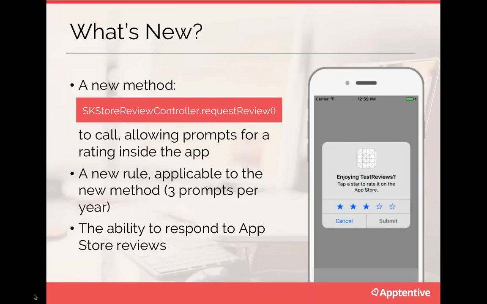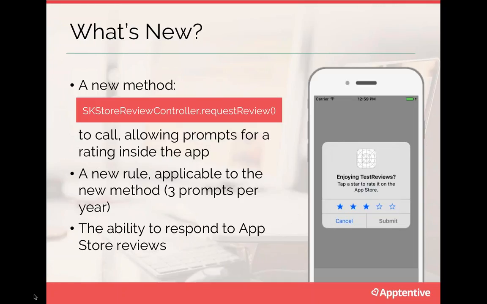A couple weeks ago, we saw in the release notes for the beta for 10.3 that there were some new things. This is why we're doing the webinar, because they popped up a lot of questions. The first and most exciting aspect of this is that there is a new method. That is, for those of you who are not technical in the webinar, a way for your engineers to call inside of your app a rating prompt.